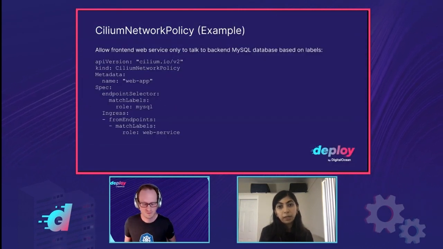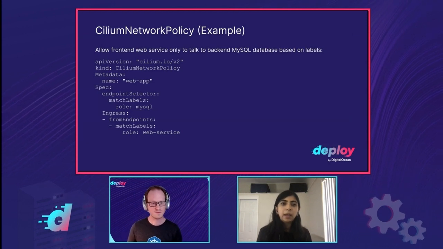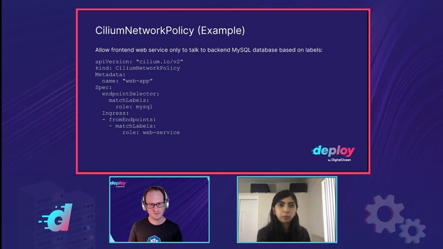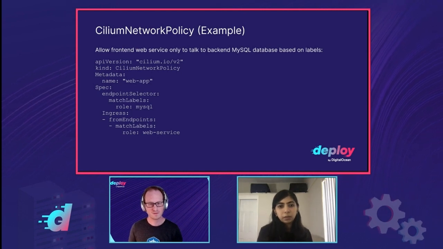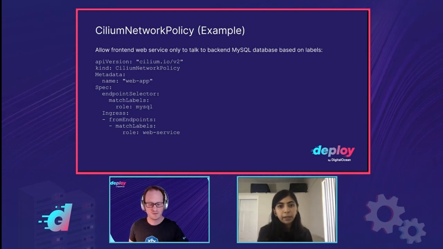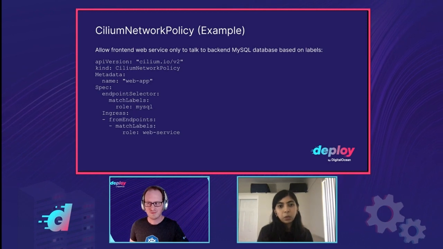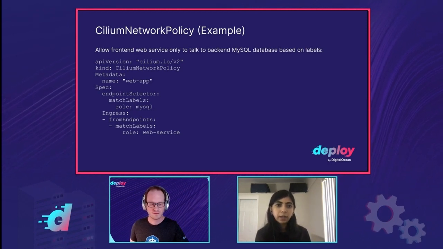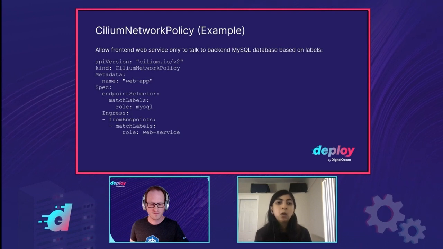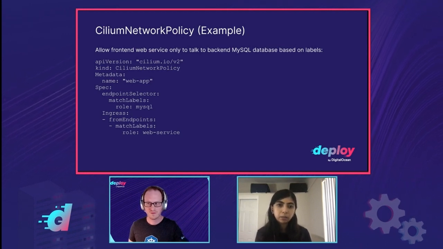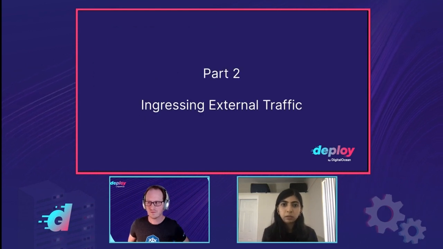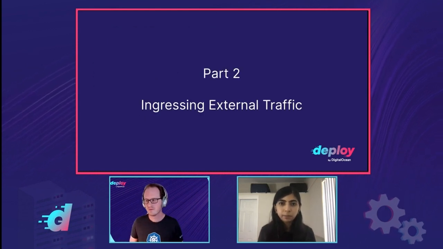Here we have a MySQL database on the backend, and we want only the front-end service that we have configured to be talking to it. So we have the spec to say that, okay, MySQL is the service that we want to restrict access to. And then in Ingress, we specify what exactly can access MySQL. And that concludes part one, and Timo will go into how to route traffic into your cluster.